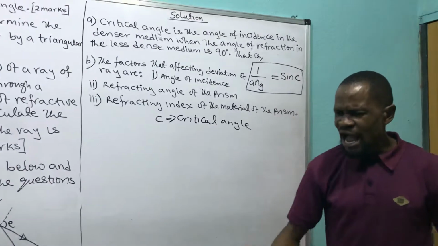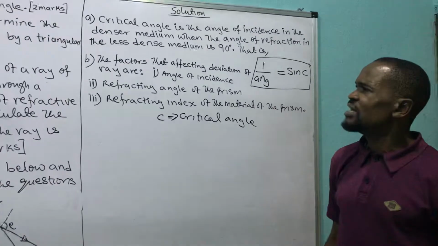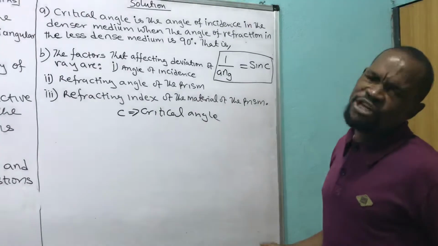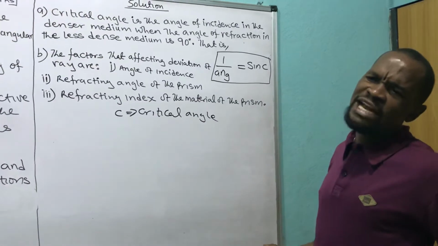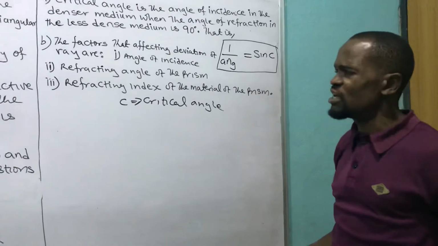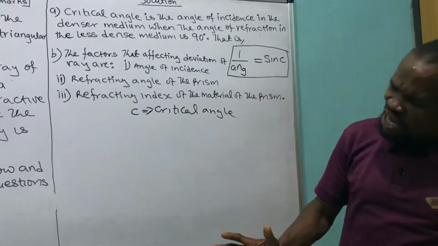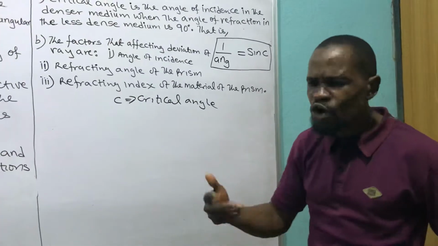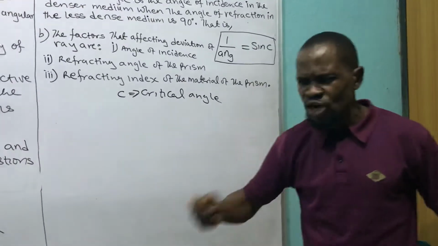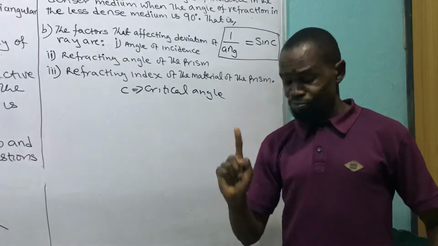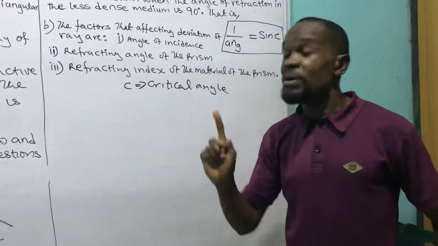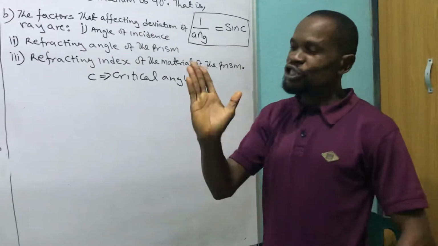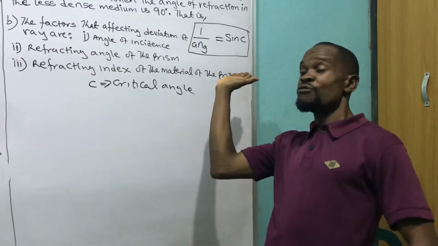The more I increase the angle of incidence, the deviation will continue to either increase or decrease. I get what I'm saying. So as I increase the incident angle, deviation will also increase or decrease. It depends on the medium where I'm coming out. If I'm coming out from denser medium going to less dense, you'll see that my deviation will increase. I will move away from the normal.